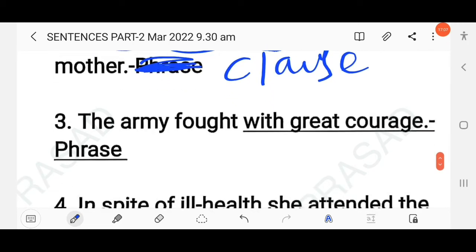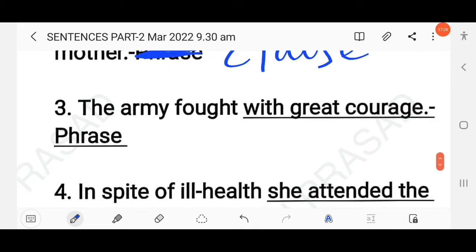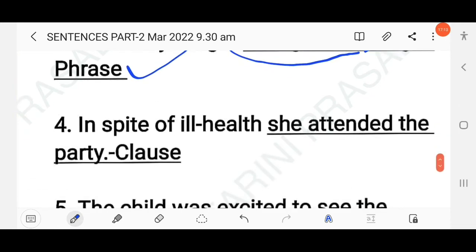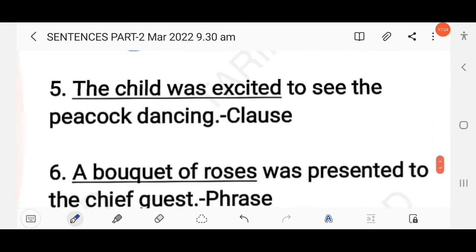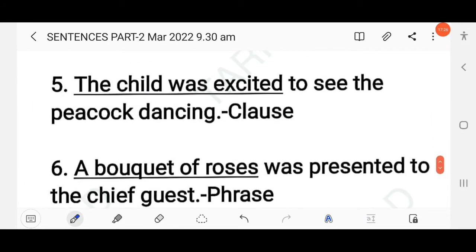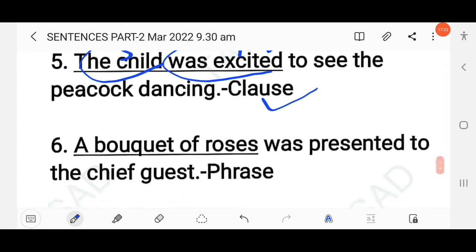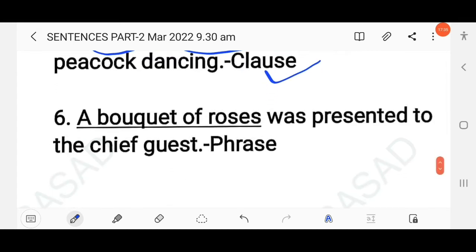Then next: the army fought with great courage. This is a phrase, right? The next: in spite of ill health, she attended the party. This is a clause, because there is a subject, she, and a verb, attended. Subject plus verb, so this is a clause. The next: the child was excited to see. Yes, this is a clause, because there is a subject, the child, and a verb, was excited. This is a clause. A bucket of roses was presented to the chief guest. This is a phrase. Okay.